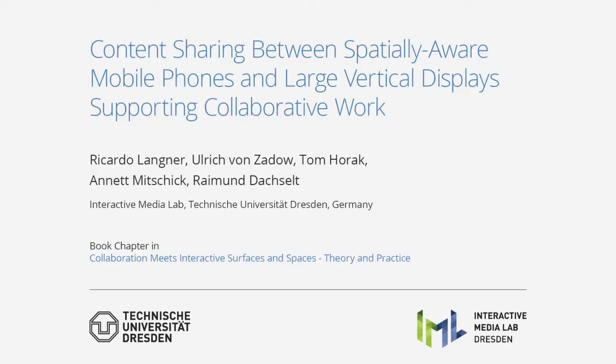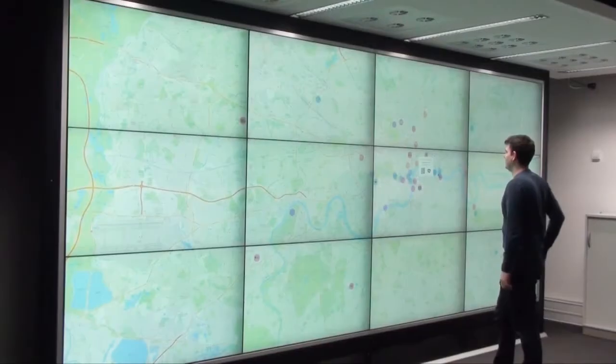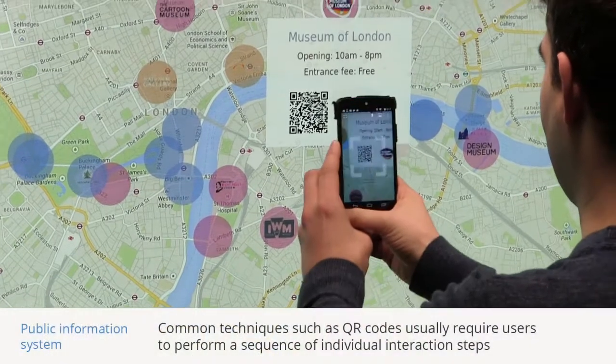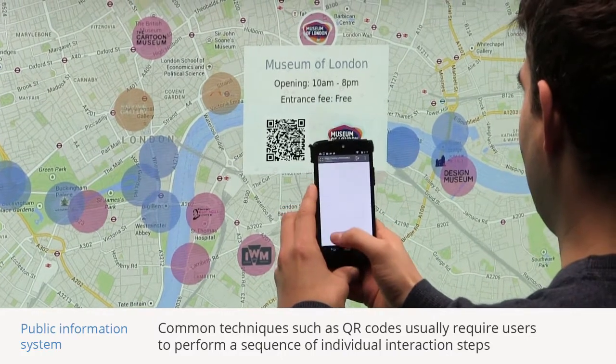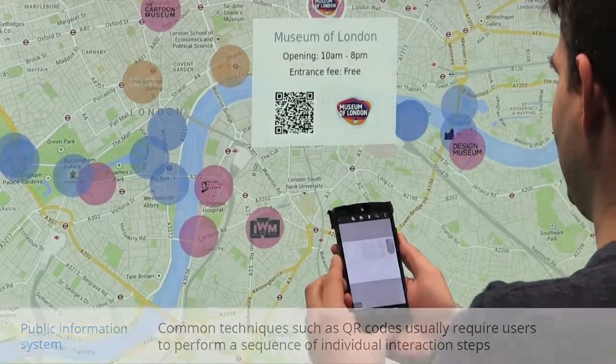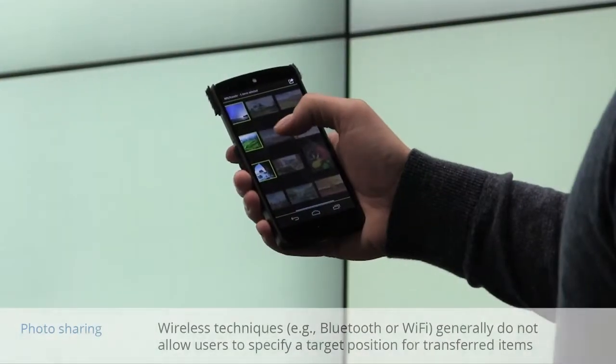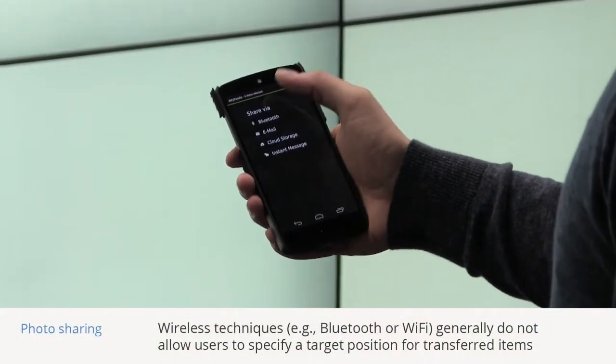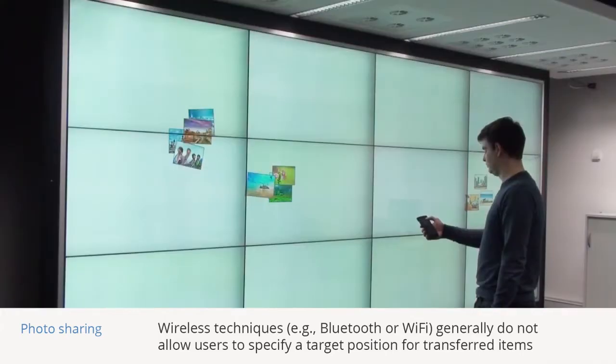We investigated content sharing between mobile phones and large displays, which is central to many collaborative usage scenarios. However, common techniques such as QR codes usually require users to perform a sequence of individual interaction steps. Wireless techniques such as Bluetooth or Wi-Fi generally do not allow users to specify a target position for transferred items.